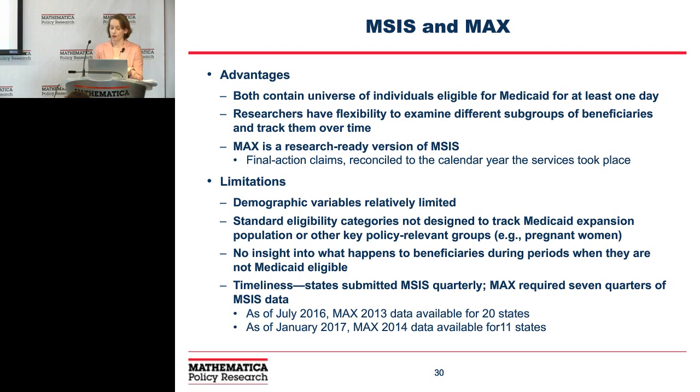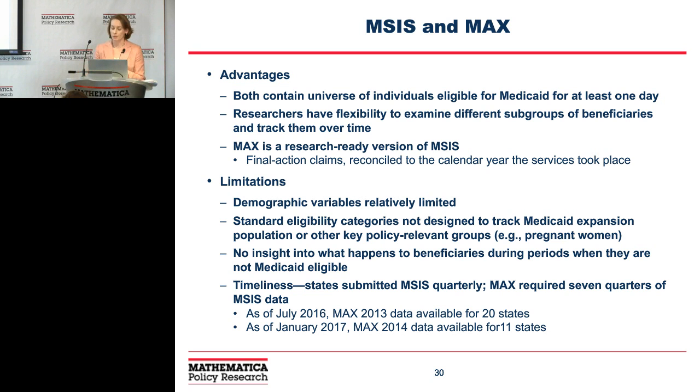Historically, the big challenges here have been that the demographic variables are relatively limited. A lot of the things that you'd like to look at just aren't included in the standard files that states had submitted to CMS, which is also partly why the survey data had been so appealing, right? You could find out all these other things about Medicaid beneficiaries that you couldn't do even if you had access to timely MSIS data. Another challenge has been that the standard eligibility categories in MSIS and MACS aren't designed to track the Medicaid expansion population or other key policy relevant groups like pregnant women. So you have to get creative in how you're going to identify those groups if you use MSIS and MACS.